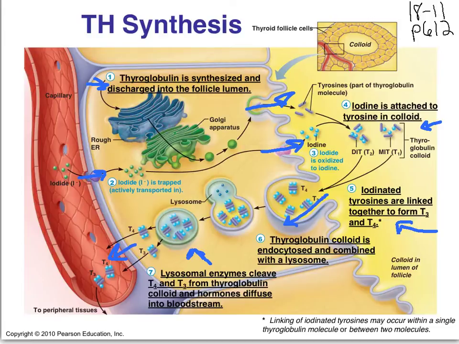Thyroid stimulating hormone, TSH, acts at a number of points here. TSH controls the iodide uptake in step 2. TSH increases thyroglobulin production in step 1. And TSH drives thyroglobulin endocytosis and cleavage in steps 6 and 7.